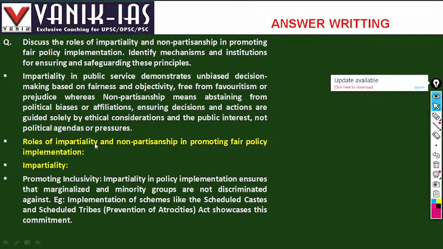Role of impartiality and non-partisanship in promoting fair policy implementation. Impartiality promoting inclusivity. Impartiality in policy implementation ensures that marginalized and minority groups are not discriminated against. Implementation of schemes like the Scheduled Caste and Scheduled Tribes Act showcases this commitment.